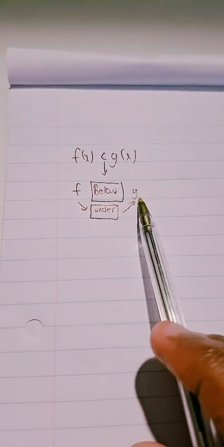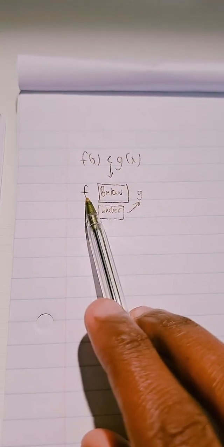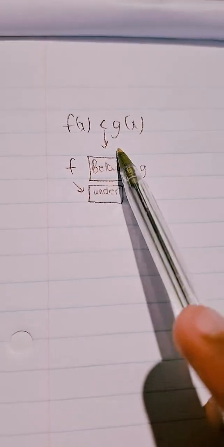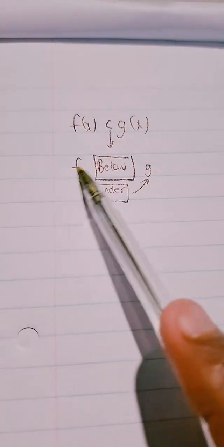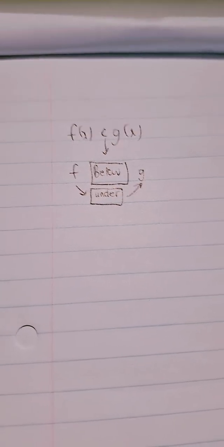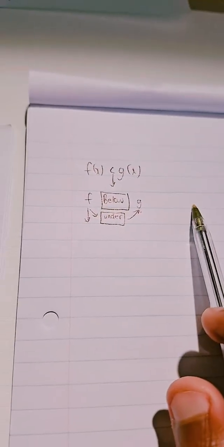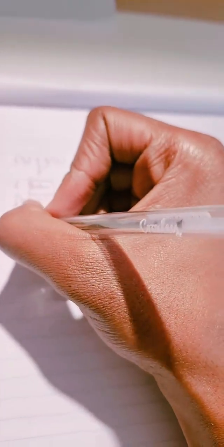Who's under? He is under. Okay. So we want to find out where f is and who's under. Where is f underneath g? So he is below, he is above. F below g. So we are looking for the x values.